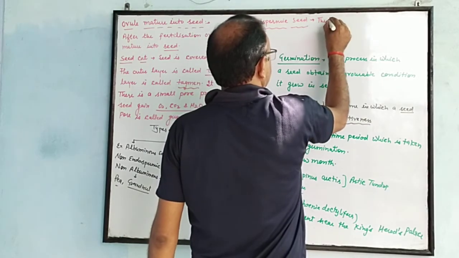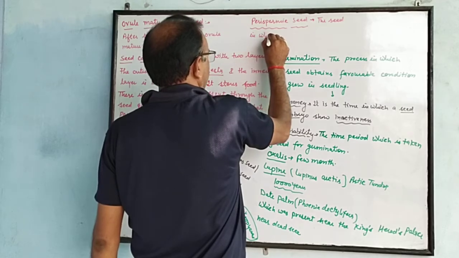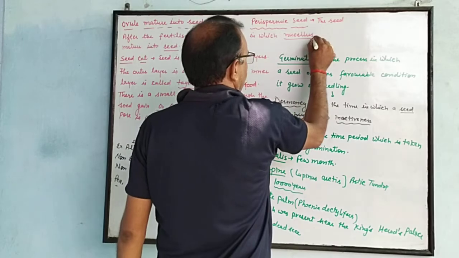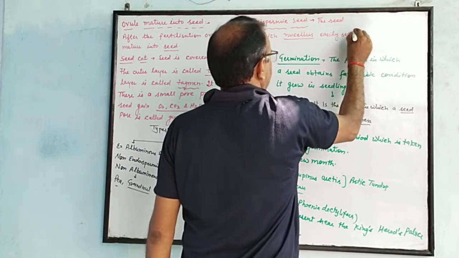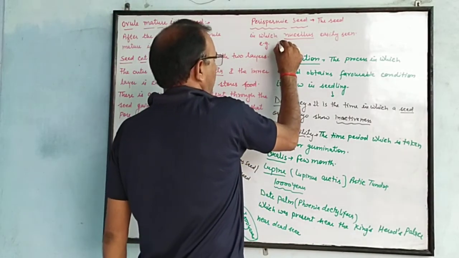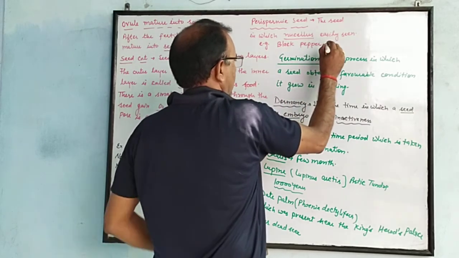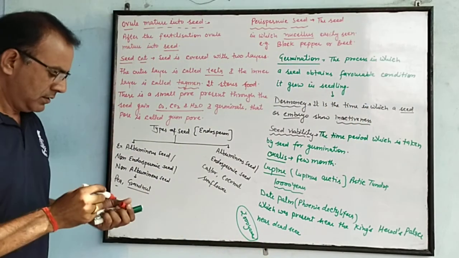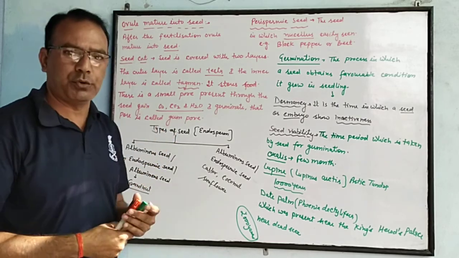The seed in which the nucleus can be easily seen is called a perispermic seed. For example, black pepper or beet. Clear? In the next part we will discuss the ovary maturing into fruit.